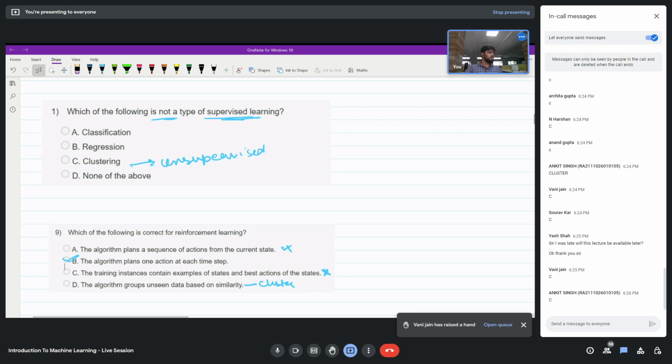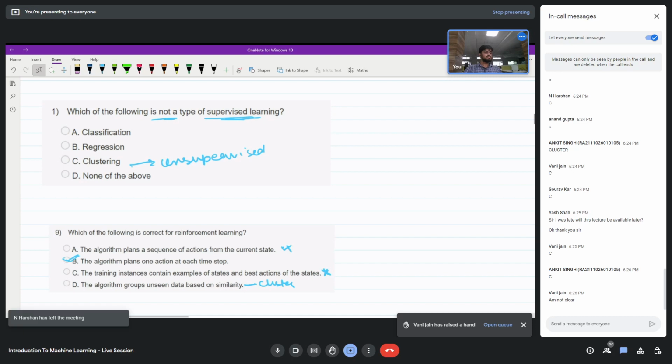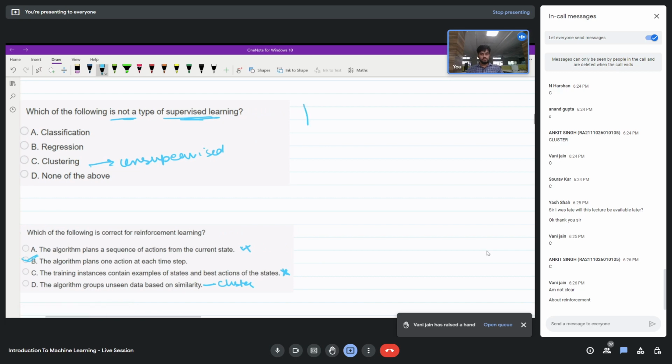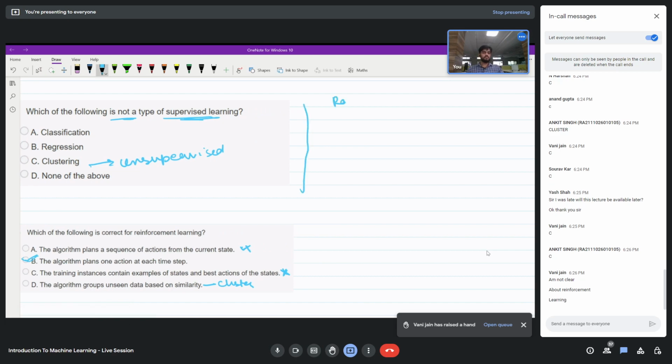Okay, you can type it out, whatever doubt you have. Okay, I'll just try to throw some more light on reinforcement learning. See, I'll just give you an example of a child. That's the best example to understand reinforcement learning.